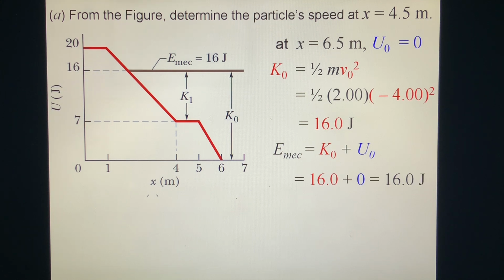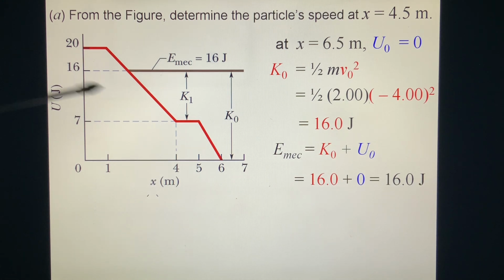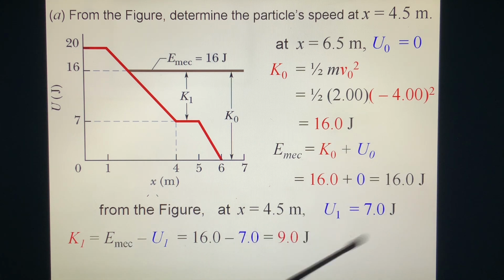Now, because mechanical energy is conserved, when it was at 4.5, the mechanical energy is equal to 16.0 joules, right? And we know the potential energy there is 9.0. So we know K1. The kinetic energy K1 is the total mechanical energy minus the potential energy, 16.0 minus 9.0. And this is equal to half m v squared. We have V, we got V1, which is 3.0 meters per second.